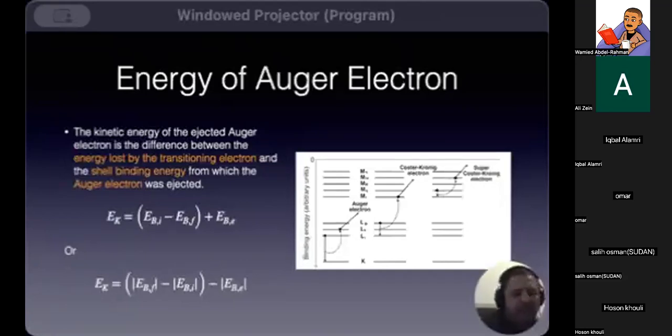I want you to think like a merchant. So the transition happened, they lost energy, you took the energy, now you have to give the bank some money, and now you made a profit. That's the whole idea. So here, this is the energy that the original electron lost. So now the Auger electron, when it was bound, received that energy, and it is going to use some of the energy to overcome its binding energy, and what is left will be the kinetic energy of the Auger electron.